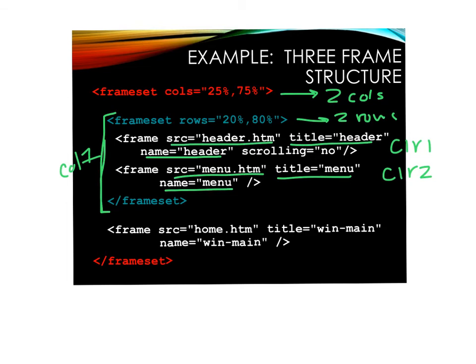And then you'll notice that that first one has no scrolling involved. Now we're done with column 1, and we look at what should be coded next, which is column 2. We'll notice here that column 2 is just one frame. So it's one big frame, and again it has a name, a source, and a title.